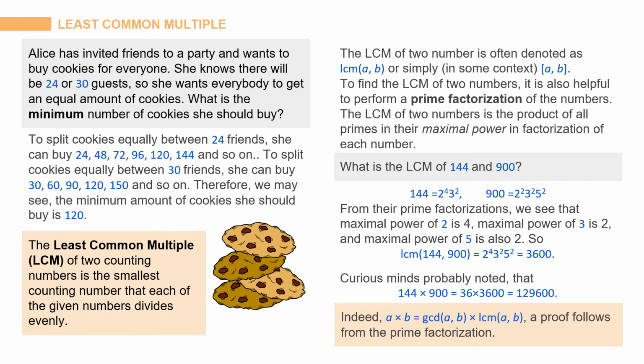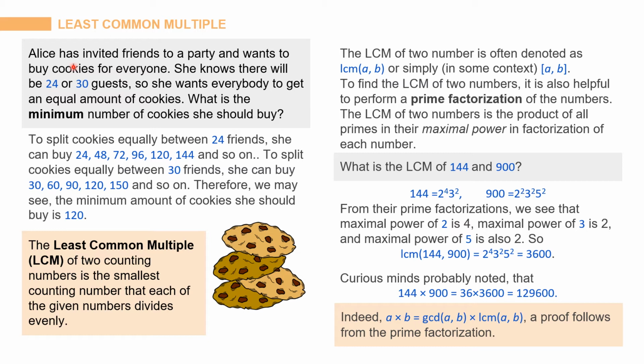The partner in crime of the GCD is the least common multiple. So let's look at an example. Alice has invited friends to a party and she wants to buy cookies for everyone. She knows there will be 24 or 30 guests, so she wants everybody to get an equal number of cookies. What is the minimum number of cookies she should buy?